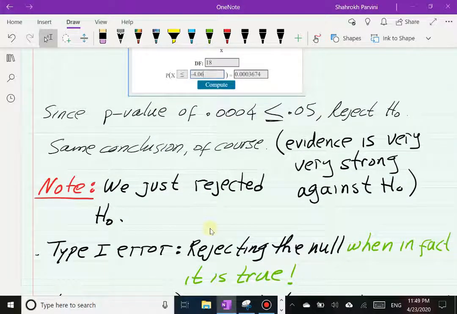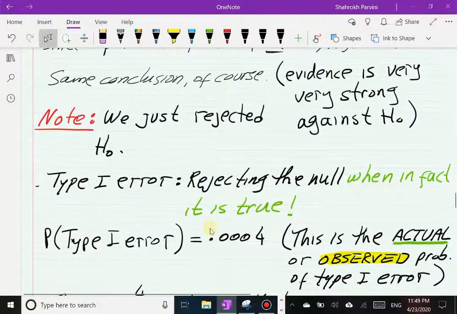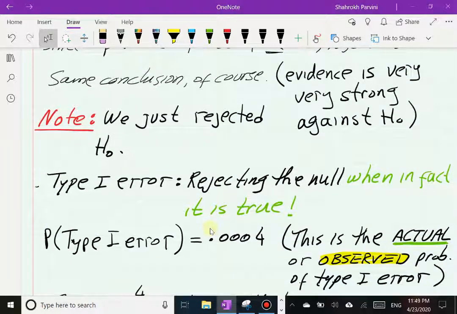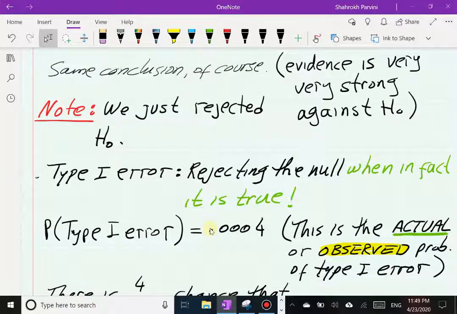Because everything we do is based on a sample, nothing is definitive. That's why the result of one research may change at a later time, because the sample will represent a different representation of the population. So the question might be, what is the actual probability of a type 1 error now? What is the probability that we rejected it and we made a mistake? That's what the p-value tells us. The actual observed probability of a type 1 error is 0.004.